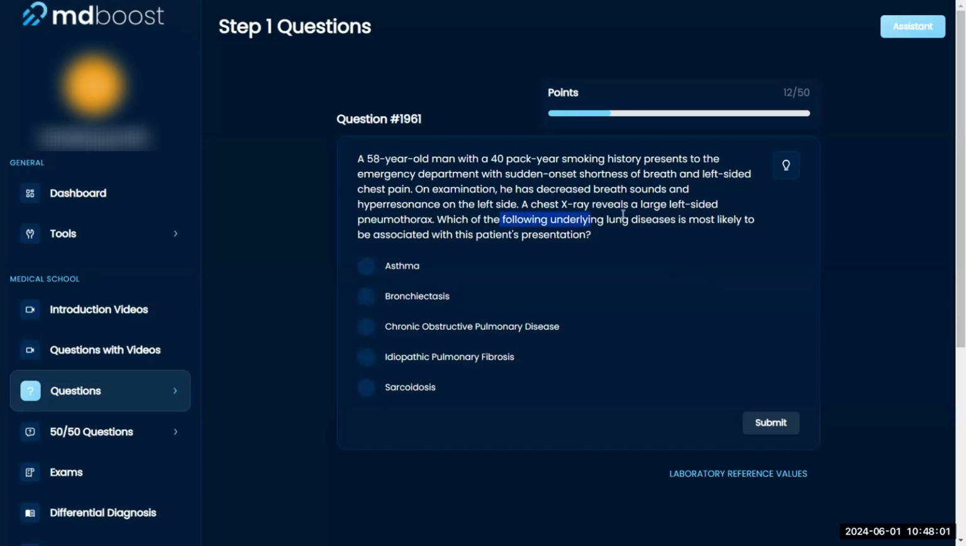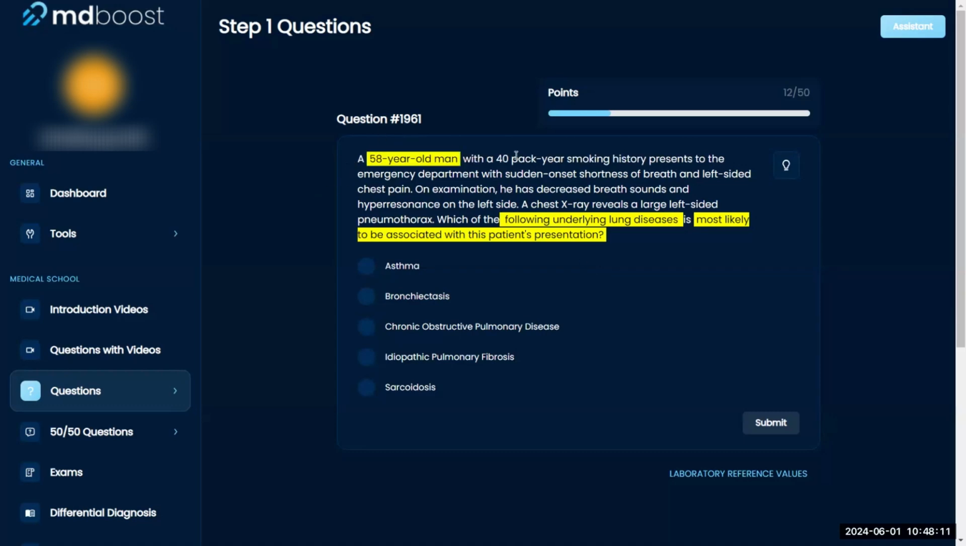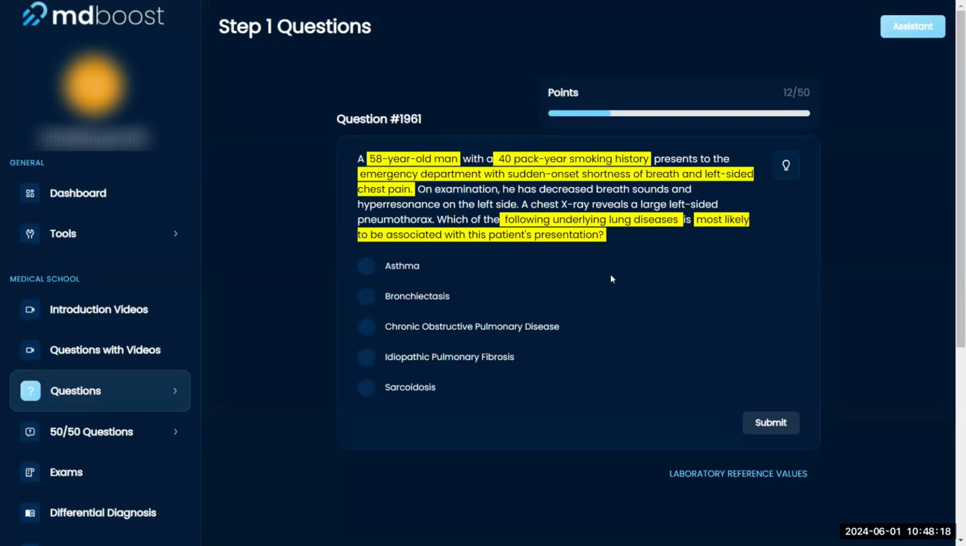So which of the following underlying lung diseases is most likely to be associated with the patient's presentation? Okay. So our patient's got a lung disease. 50-year-old man, he smokes, emergency department, shortness of breath, left side chest pain. Let's see, decreased breath sounds, hyperresonance on the left side. He has a large left-sided pneumothorax.